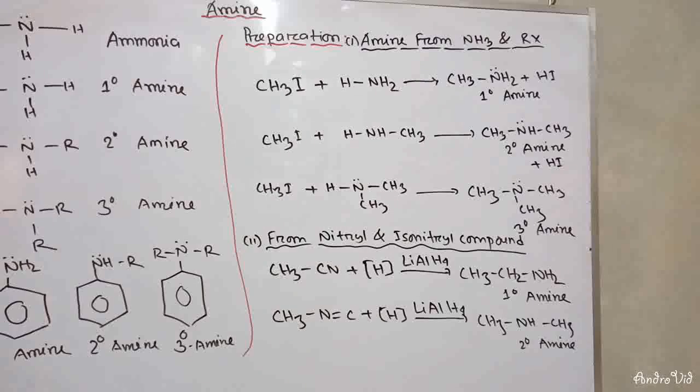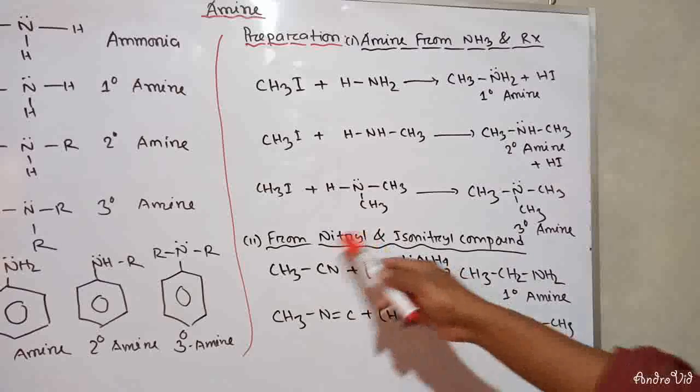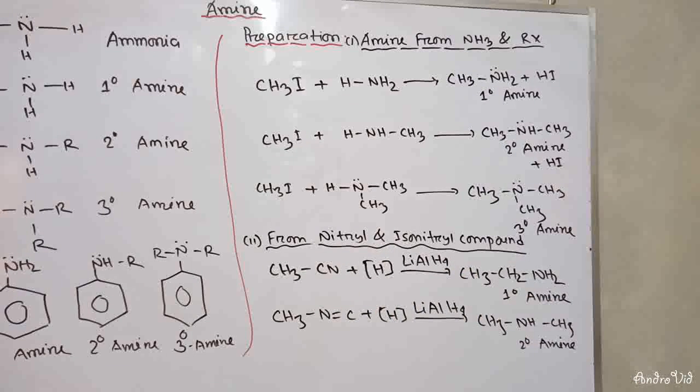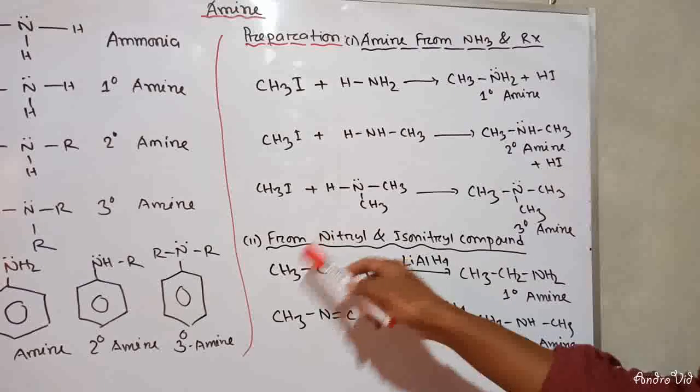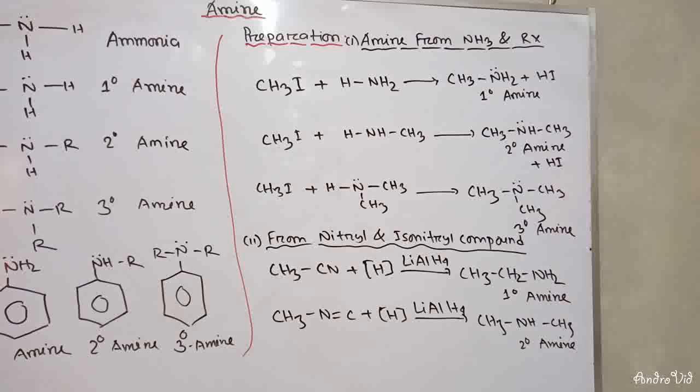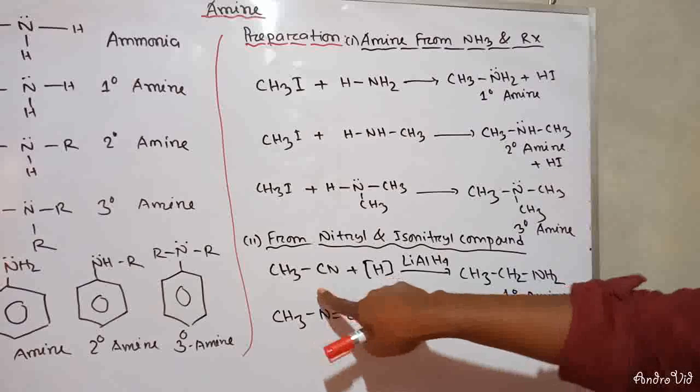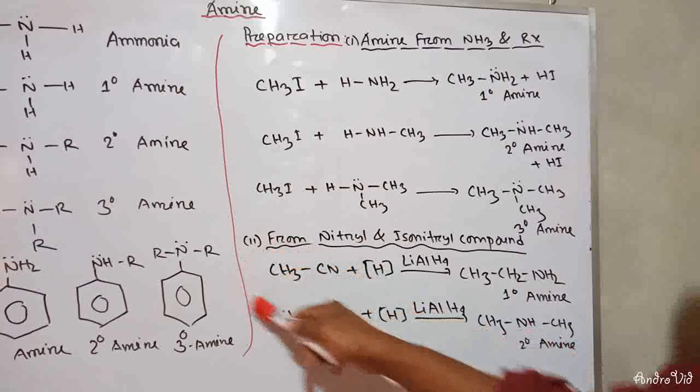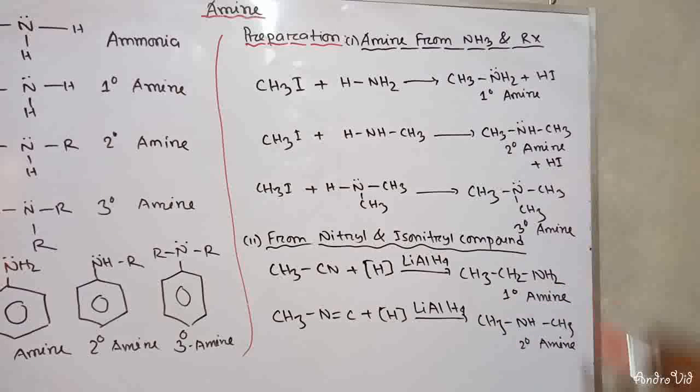Now from the isonitrile and nitrile compounds, it is also possible to produce 1 degree amine and 2 degree amine. If you reduce a nitrile compound with a reducing agent, for example lithium aluminum hydride, it will reduce this portion. The C≡N portion will be reduced by this reducing agent and converted, C to CH2 and N to NH2. By this way CH3CN will be converted to CH3CH2NH2. The name of this compound is 1 degree amine.